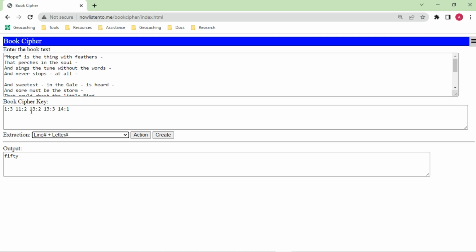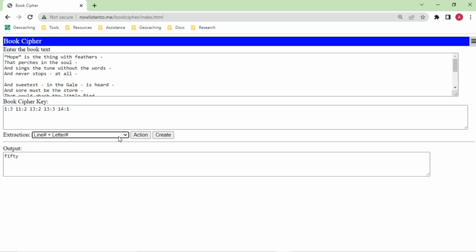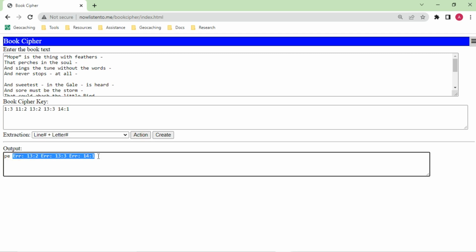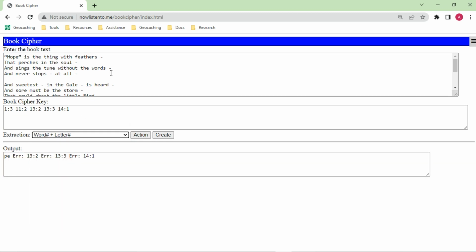However, that would give us a problem because 13, we just discovered earlier, it only has 12 lines, right? So maybe this isn't it. And so if we would try to have the tool calculate it, it would give us all kinds of errors because it says there is no line 13. So this probably means that we're looking for word and letter. So let's try that. First word, third letter is a P. 11th word, 1, 2, 3, 4, 5, 6, 7, 8, 9, 10, 11. Second one is an O. So that's indeed P-O, it's the word point.